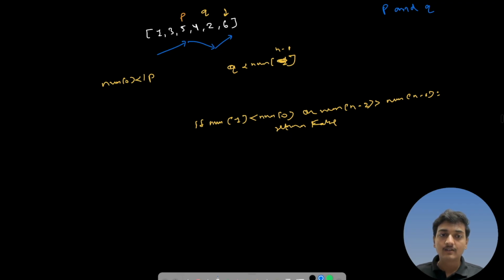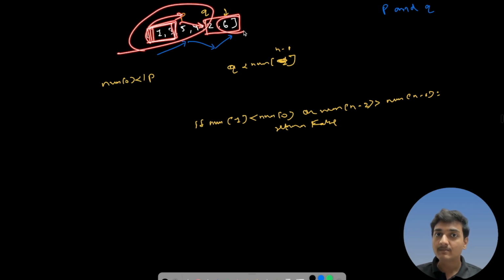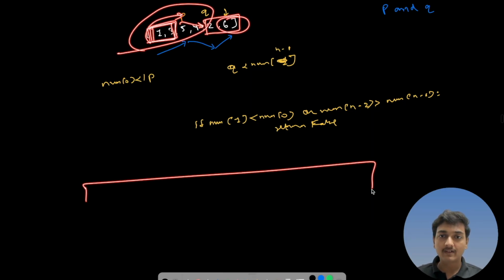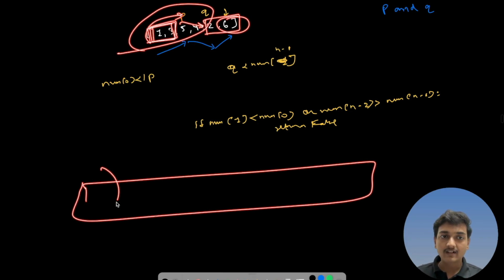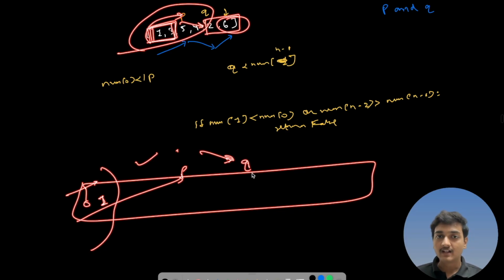Why is this the thing? Because I have checked initially that this part is increasing, this part is increasing. 0 to p is increasing, p to q is decreasing. Till now I am done. If I'm having a very big array like this, I have checked the two parts: 0 to p is increasing, p to q is decreasing. Now for q to n minus 1, I need to just validate this part, that n minus 2 to n minus 1 is increasing.